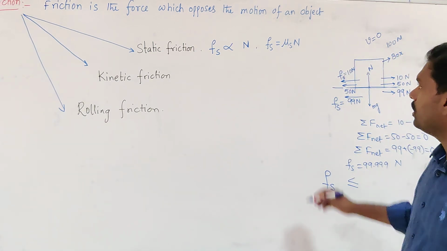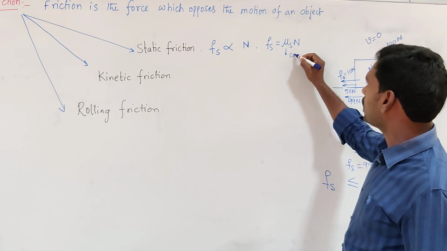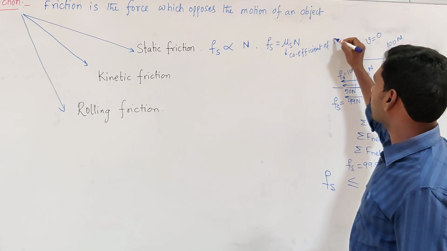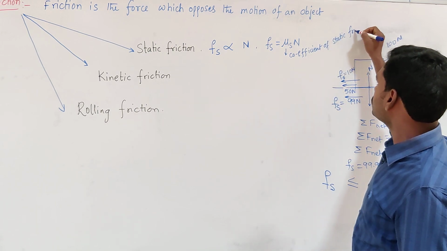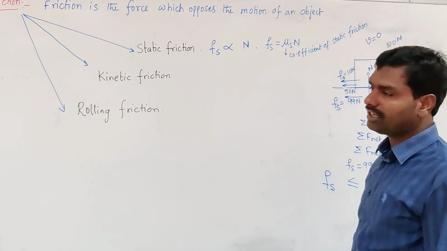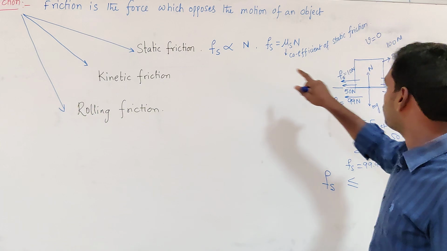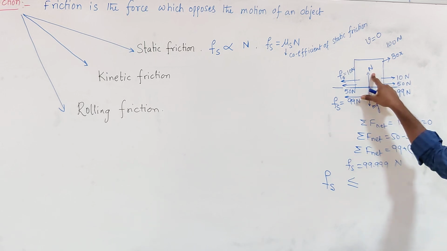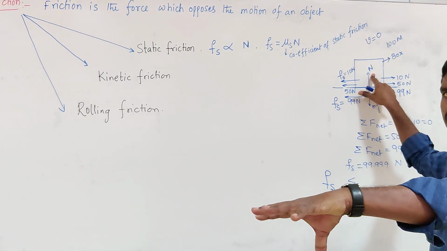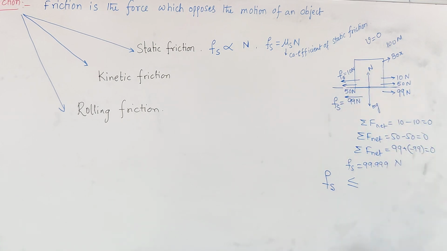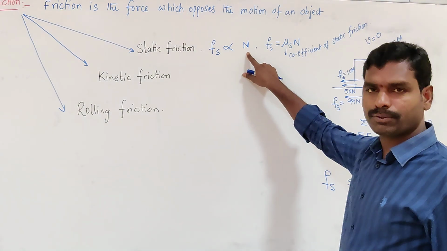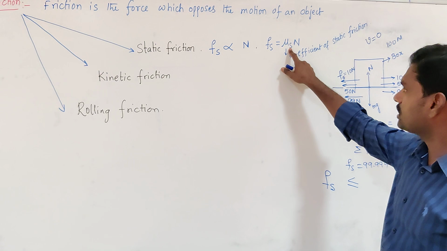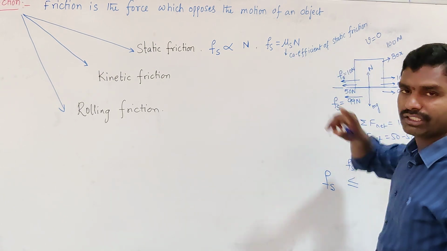Fs equals mu s into N, where mu s is called the coefficient of static friction. Mu s is nothing but the coefficient of static friction. See here, if the weight of the box is more, the normal force is also more. If the normal force is more, we need to apply a large amount of force to keep the body in motion. So frictional force is also more. So simply, frictional force is directly proportional to normal force. On removing the proportionality symbol, we will get some constant mu s. Mu s is called the coefficient of static friction here.